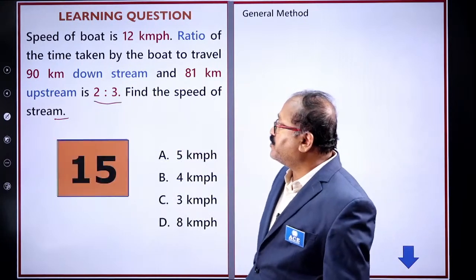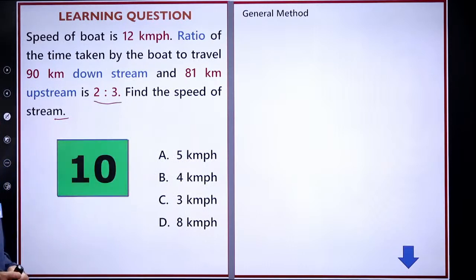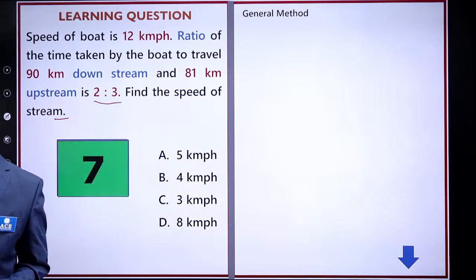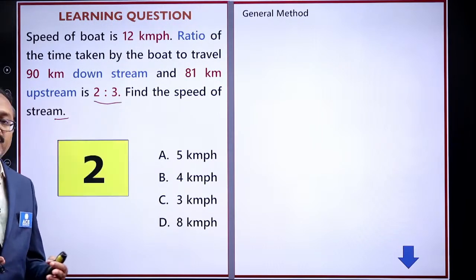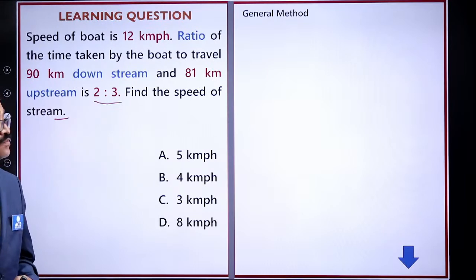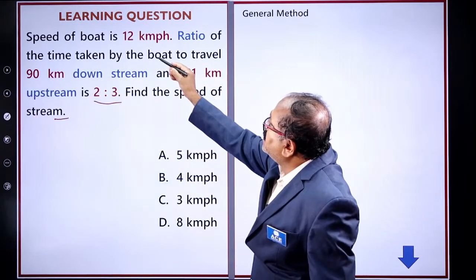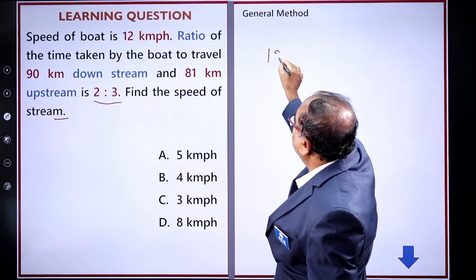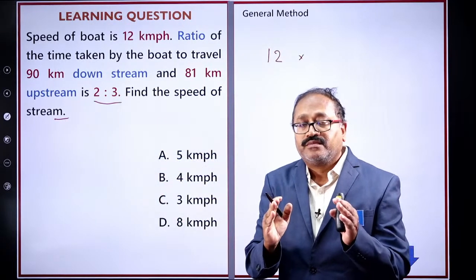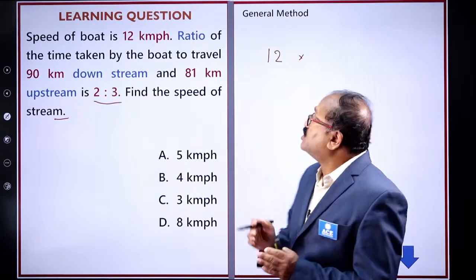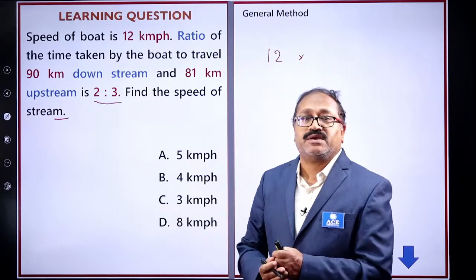Think of this question. I will give you 15 seconds just to think of this. Then we will answer this question with a short approach. Now, what is the way to answer this question? I will take the speed of the boat over here, 12. Please remember that I need to find out the speed of the stream. So, in the numerator, I will take the difference. In the denominator, I will take the sum.